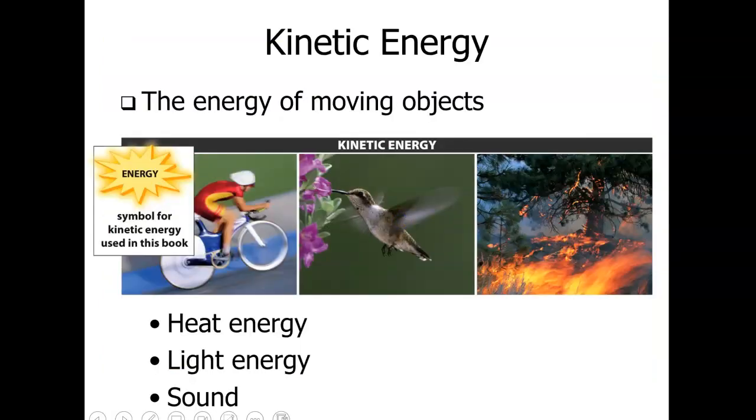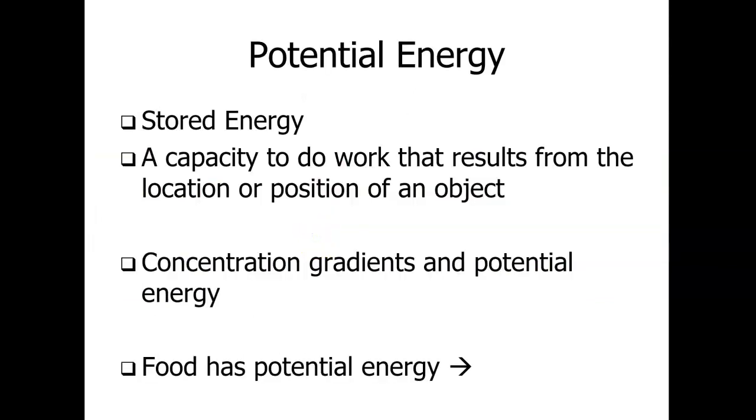So kinetic energy simply is going to be the energy of moving objects. Examples of kinetic energy are going to be things like heat energy, heat moves, light energy, and even sound, on top of actually moving. Potential energy is going to be stored energy. Now, we talked about it being according to where it's placed, but it also can be stored in chemicals. So, for example, food has potential energy. It's stored in those chemical bonds that you take into your body.